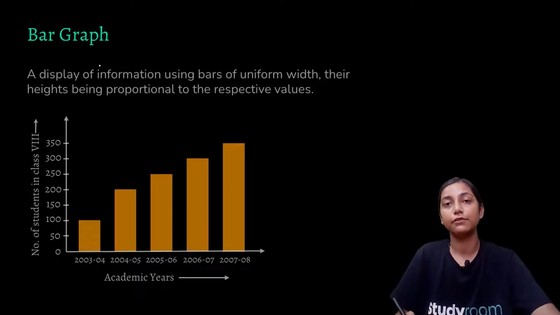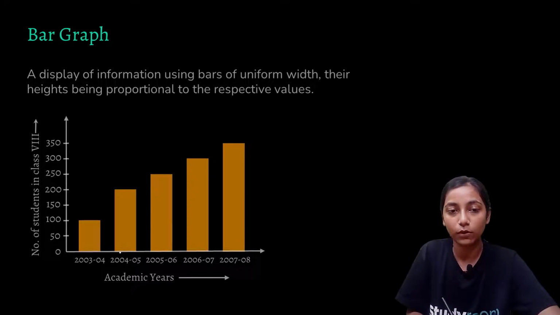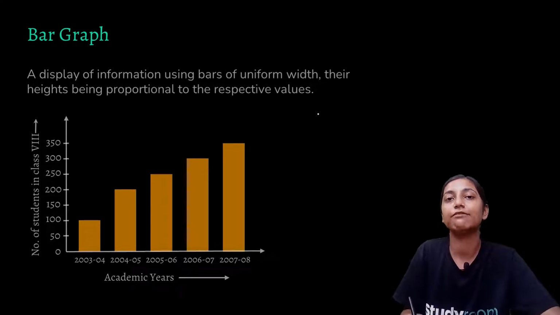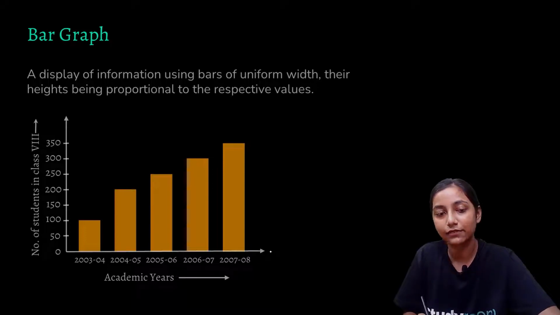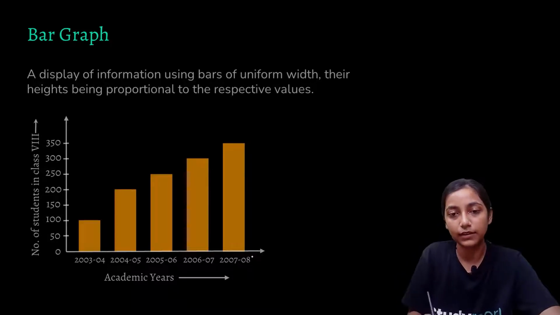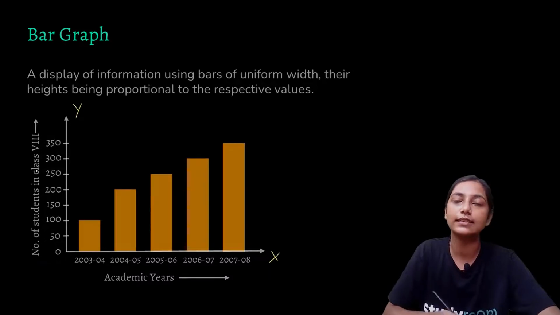When we display the information using bars, all of these bars have equal width, you can see, but their height depends on their respective values. So you can see that on the x-axis we are given academic years, while on the y-axis we are given number of students in class 8.